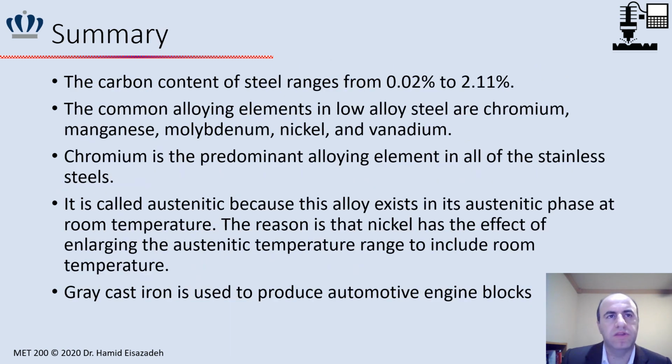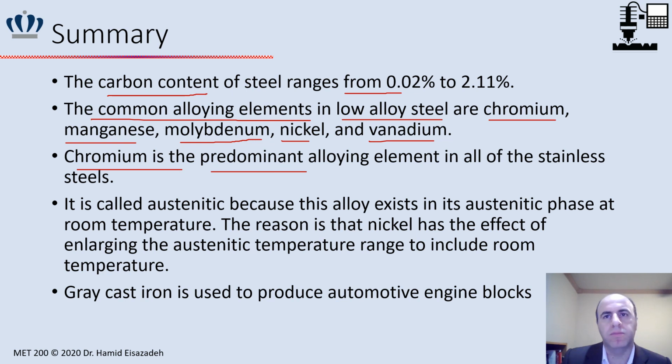Here are some takeaway points from this lecture. The carbon content for a steel ranges from 0.02 weight% up to 2.11%. The common alloying elements in low alloy steel are chromium, manganese, molybdenum, nickel, and vanadium. Chromium is a predominant alloying element in all stainless steel. It increases corrosion resistance of the steel.